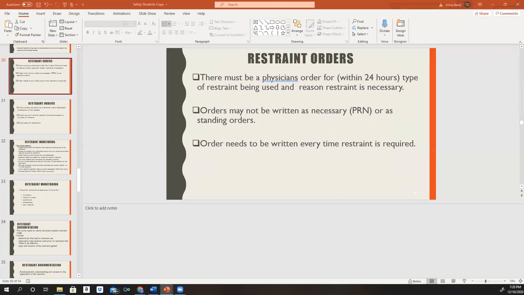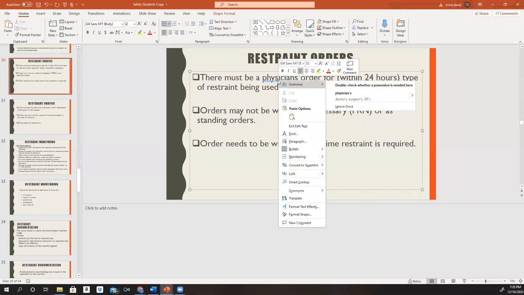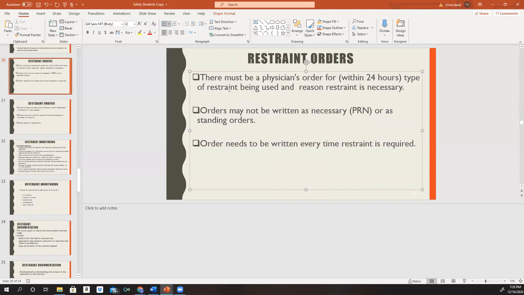Okay, so restraint orders. There must be a physician's order for the restraints that you put on that patient within 24 hours. And it must include the type of restraint being used and the reason why the restraint is necessary. And it has to be renewed every 24 hours. They're only good for 24 hours.